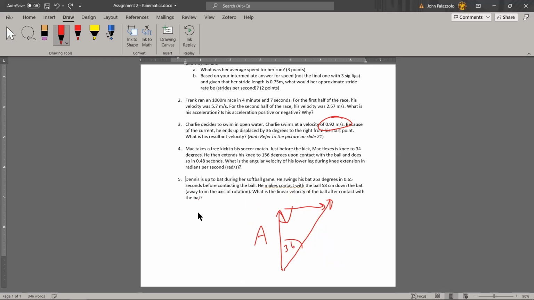Let's go to number 4. Number 4, Mac takes a free kick in his soccer match. Just before his kick, he flexes his knee to 34 degrees. He then extends his knee to 156 degrees upon contact with the ball and does so in 0.48 seconds. What is the angular velocity of his lower leg during knee extension in radians per second?